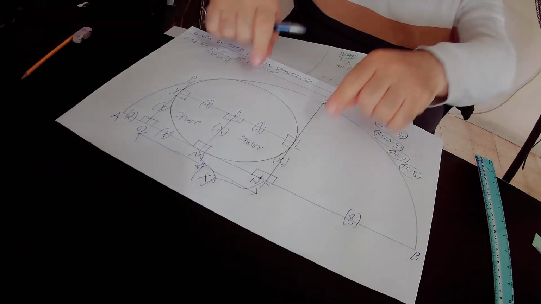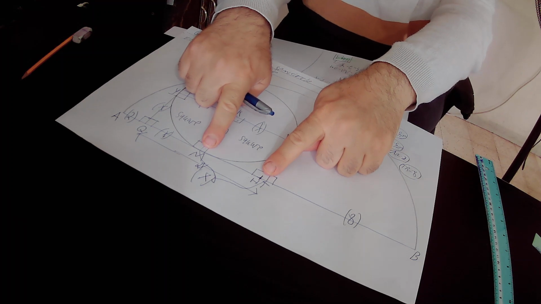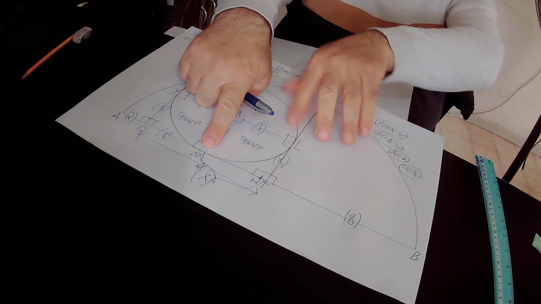This is the missing side EM, that is equal to 3 units in its length, so I write it now.